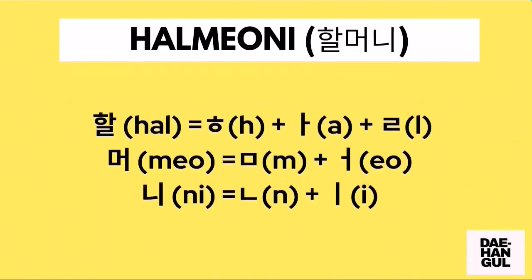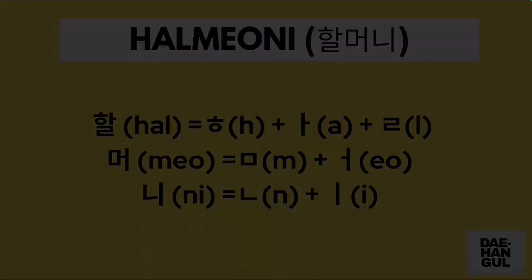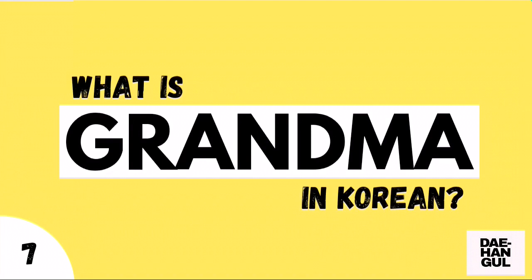How do we write it in Korean? Let's start with the first syllable, hal. First, we need to draw a hiyot character, followed by an a character, followed by a real character. For the second syllable, mo, we need to draw first a miyam character, followed by the a character. For the last syllable, ni, we need to draw first a nian character, followed by an e character. And then, we just have to combine. And now, you already know what is grandma in Korean.